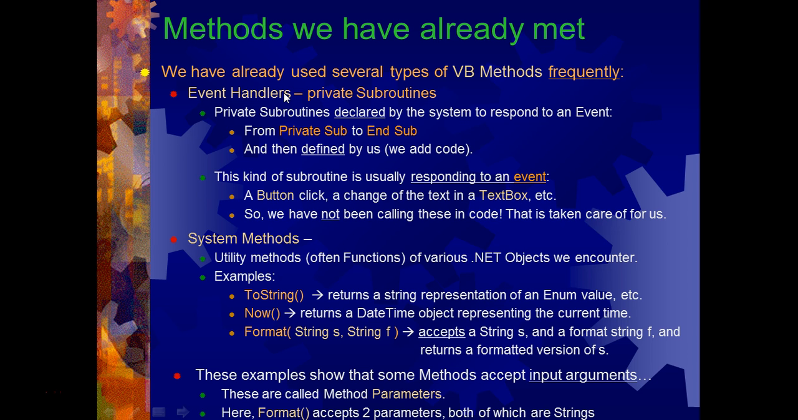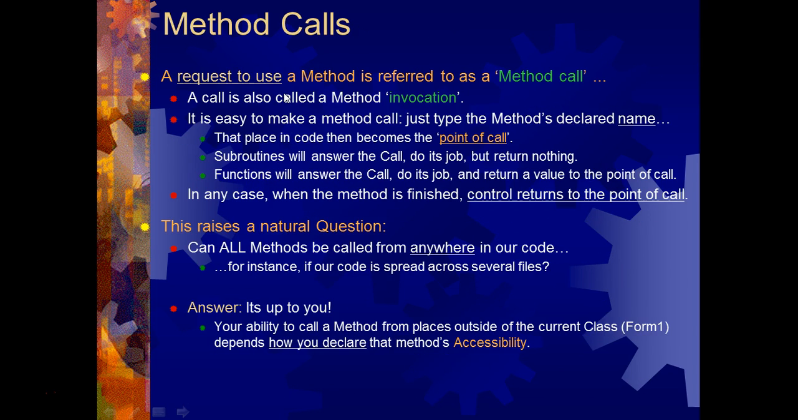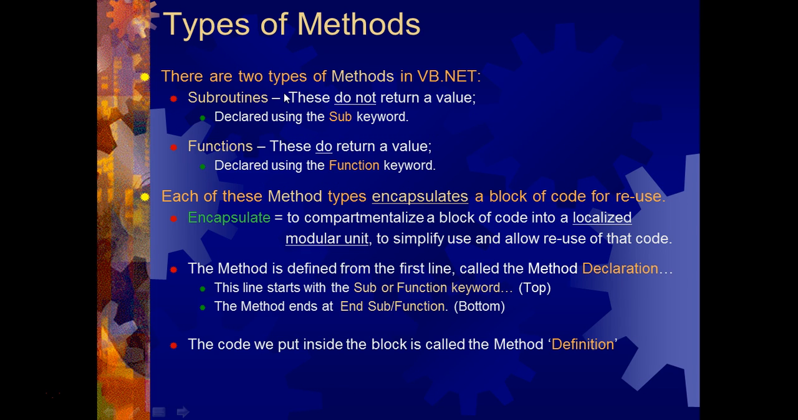So we can distinguish subroutines and functions. Subroutines do not return a value, they don't output something. And of course, they're declared using the sub keyword. And functions do return a value. They do output something. And they're declared using the function keyword, which we haven't used yet. Okay, so we haven't defined our own functions yet.